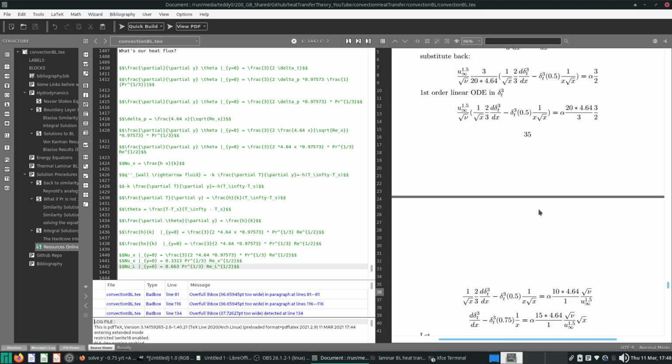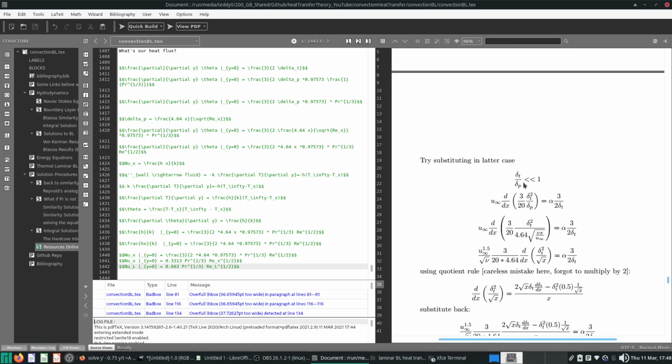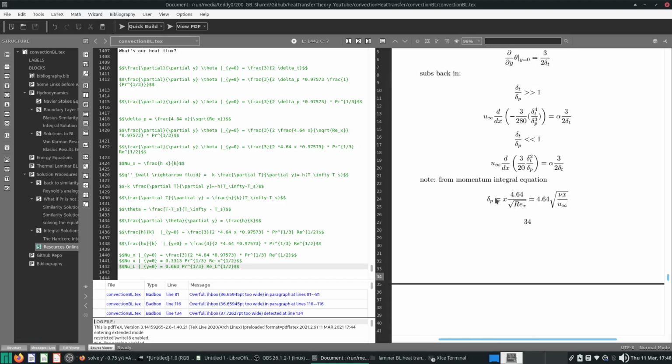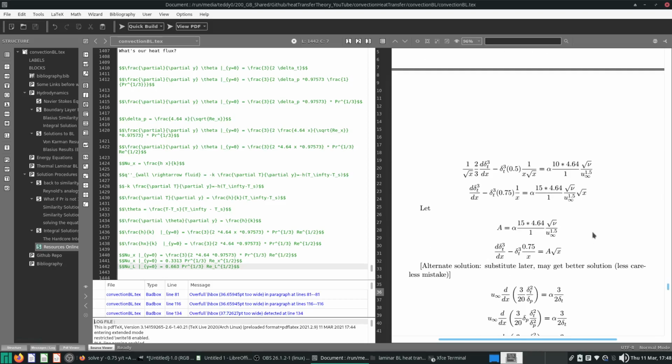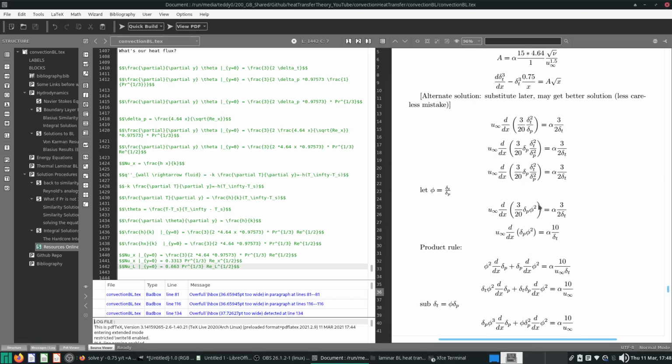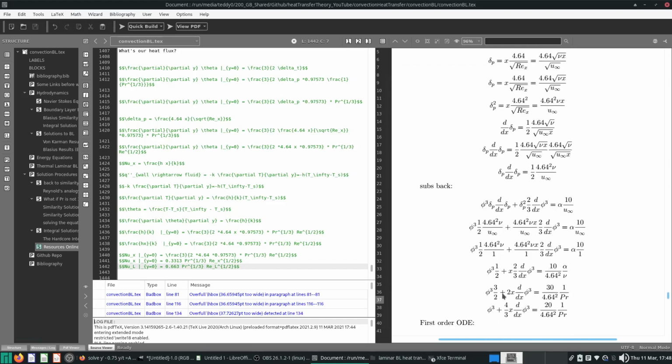I'm suggesting that instead of substituting your delta_P in straight away, I think it's a lot better to substitute phi equals delta_T over delta_P. That means the ratio of these boundary layer thicknesses, and then you solve the ODE from there and use Wolfram so you won't get careless mistakes. That's what I would do.